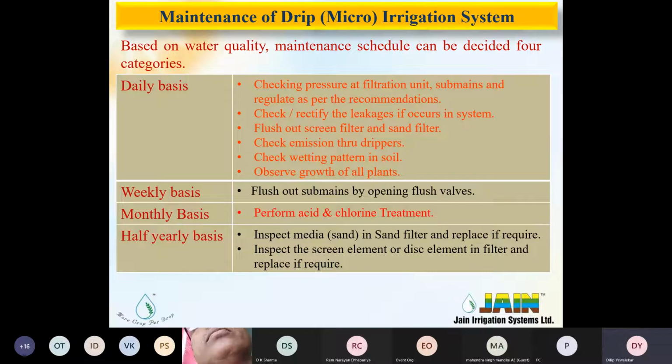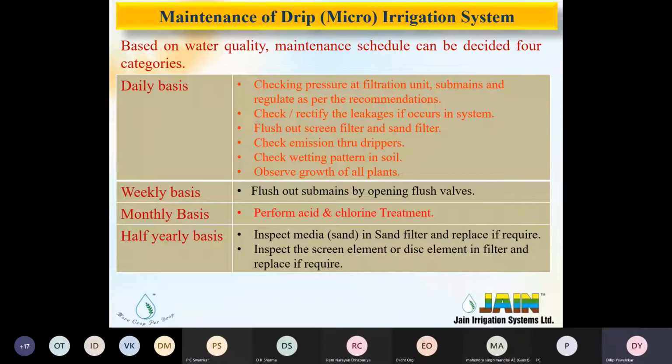This is very important. Even if you switch on the irrigation system and water is reaching near the plant, the wetting pattern in the soil is very important. If there is no proper wetting pattern, that means there is something wrong in the soil or in the system. If there is no wetting pattern, there is no use of providing irrigation, because water won't be available for the plant. And observe the growth of the plant. This is very, very important. Every day, the growth of the plant in the farm should be observed. That means the growth should be uniform.